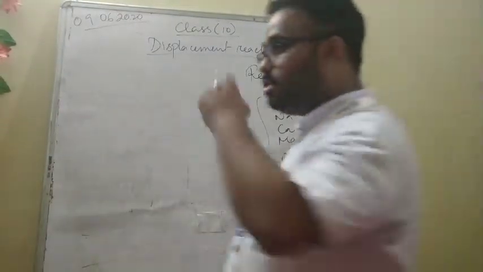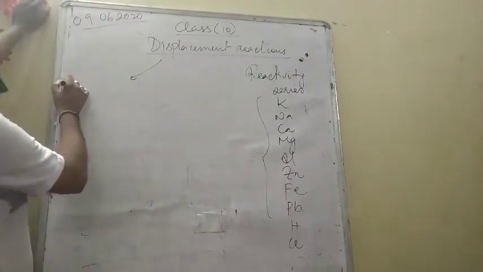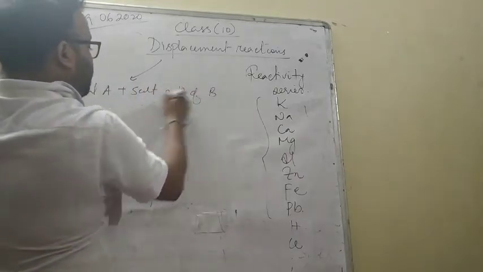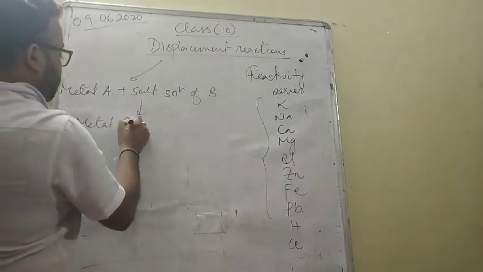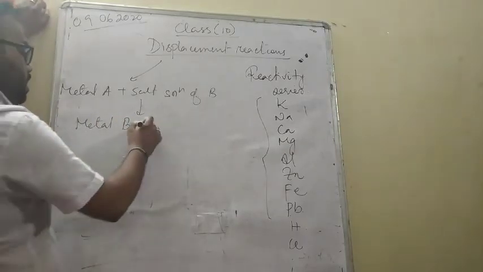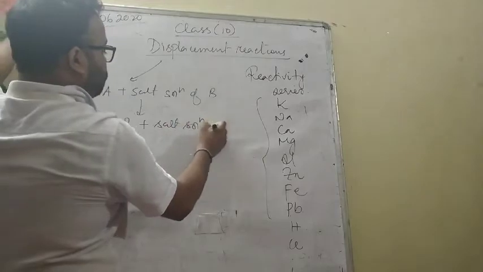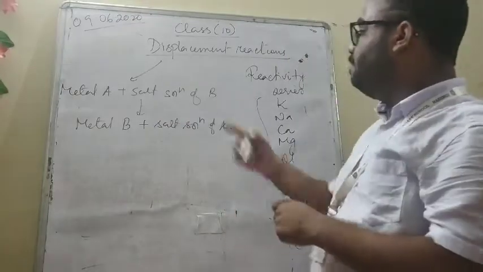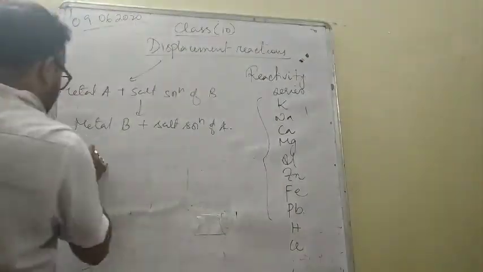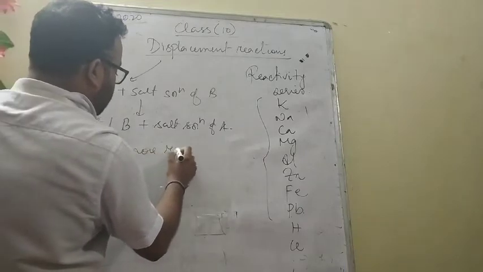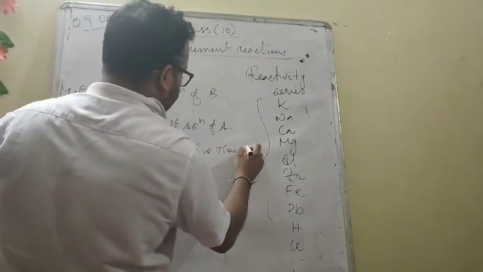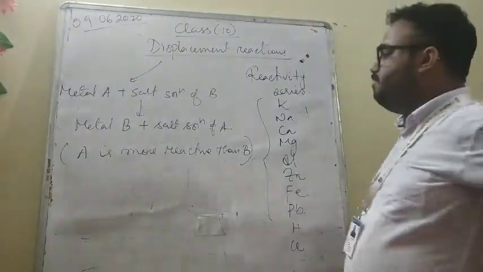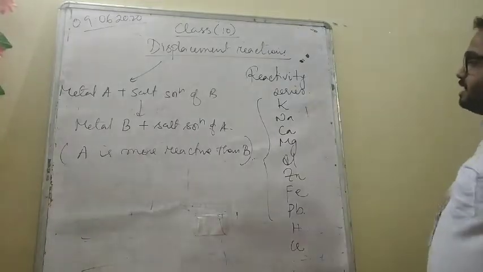So in displacement reaction we follow this method. Metal A plus salt solution of B gives you metal B plus salt solution of A, which means A is more reactive than B. This is only possible when A is more reactive than B. You have also studied this in class 10, that's why I am not going too much.